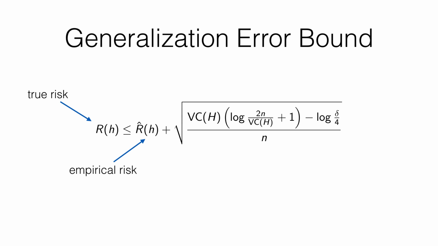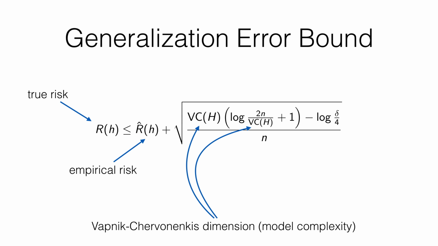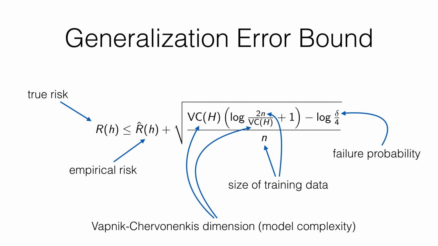So the difference between the actual error we want to minimize and the error that we're actually able to measure, the empirical risk. The empirical risk is bounded from the true risk by some term here underneath the square root, where this term represents the generalization error bound. And the terms in here that are especially important are the VC of H, or the Vapnik-Chervonenkis dimension of the hypothesis class H, the size of the training data, and then some failure probability.